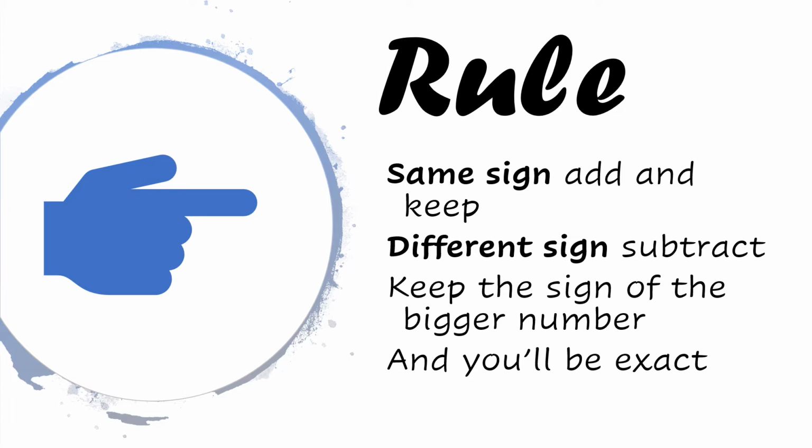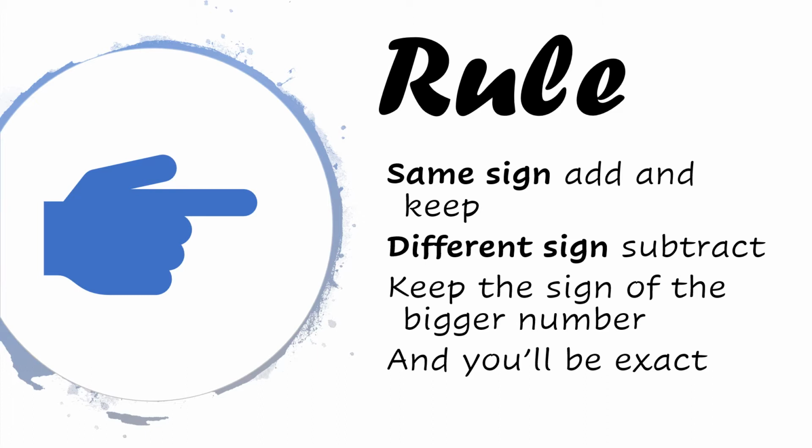So, para mas madali siyang matandaan, kantahin natin sa tono ng row, row, row your boat. So, it goes like this. Same sign, add and keep. Different sign, subtract. Keep the sign of the bigger number and you'll be exact.